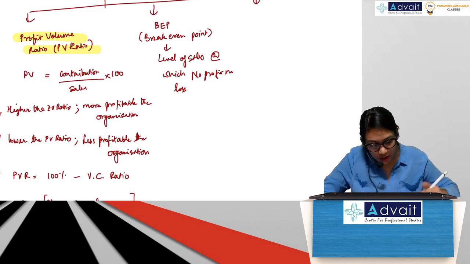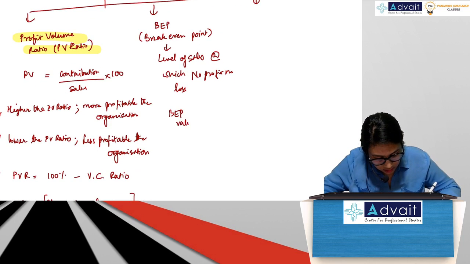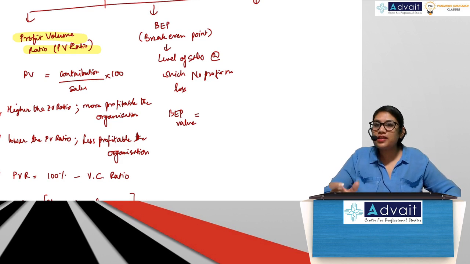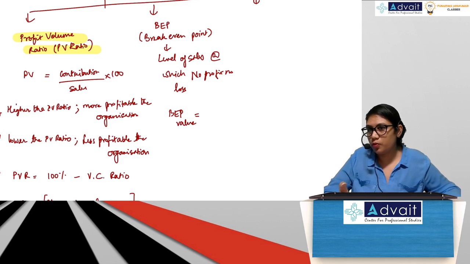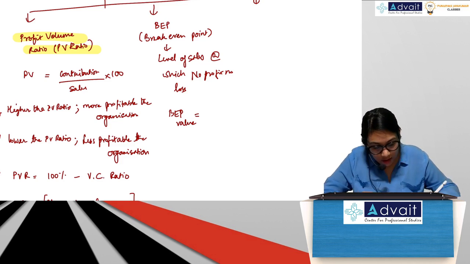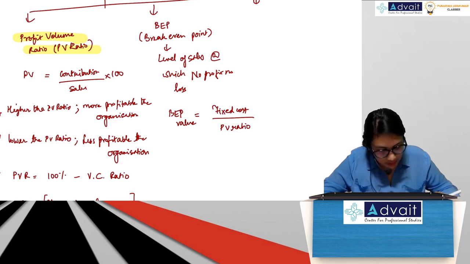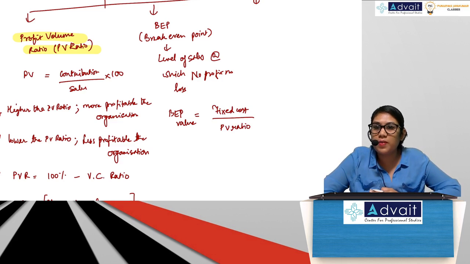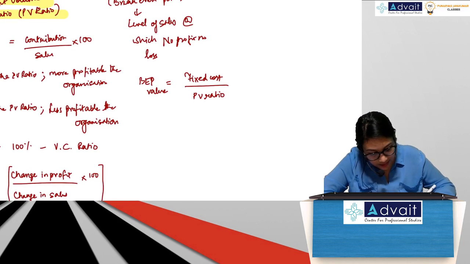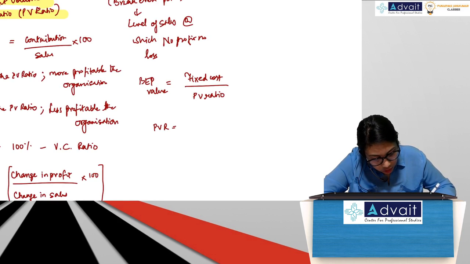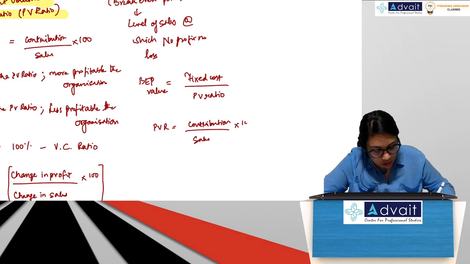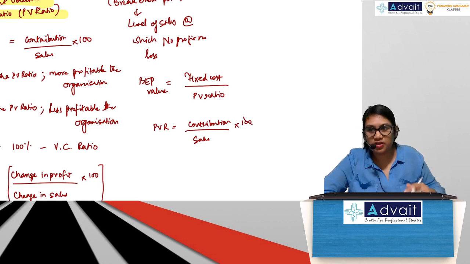Okay, so the formula for BEP value, that means your sales value. What is the value of sales that you must make so that you're neither making a profit nor incurring a loss? The formula is fixed cost by PV ratio. How fixed cost by PV ratio? So we know that PV ratio is equal to contribution by sales into 100, correct? So I'll remove the 100, I'll take percentage here.